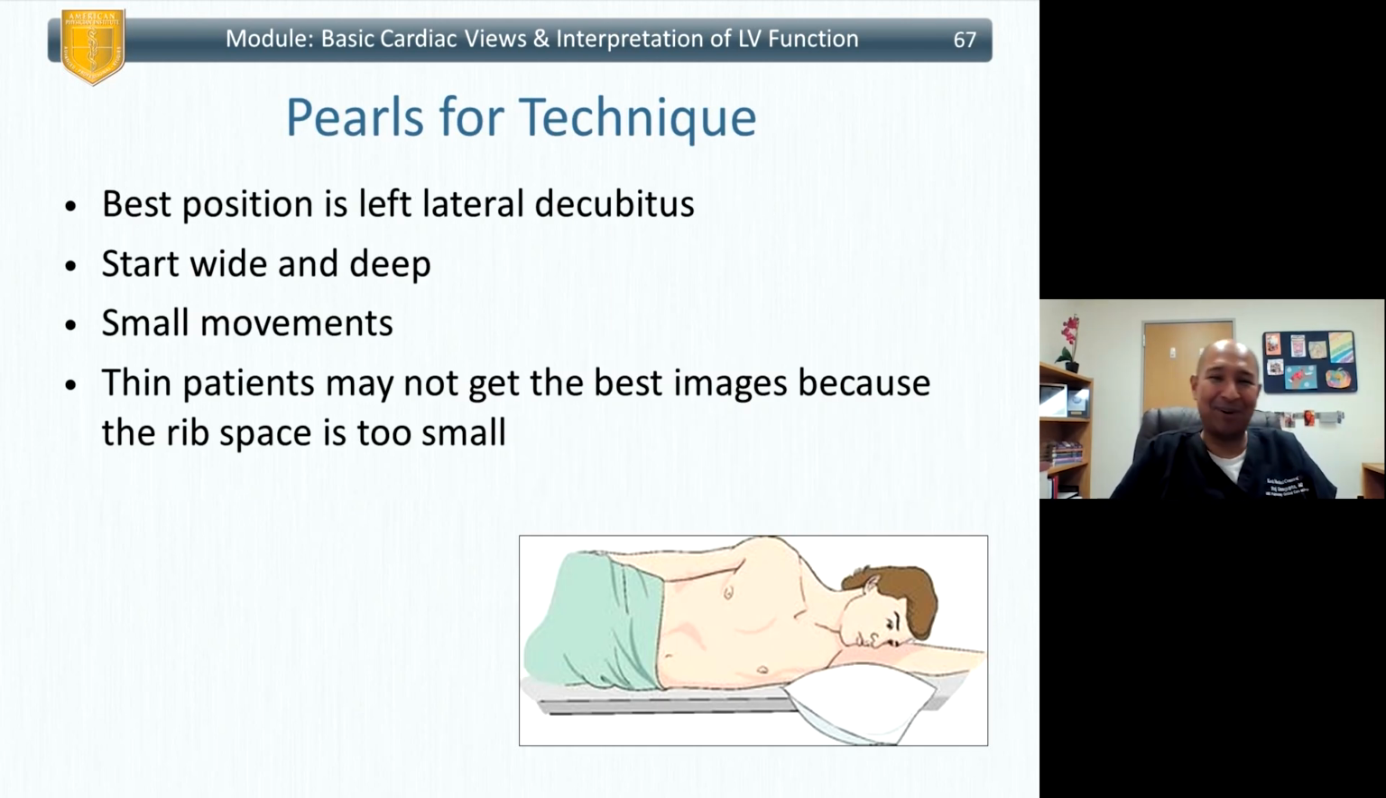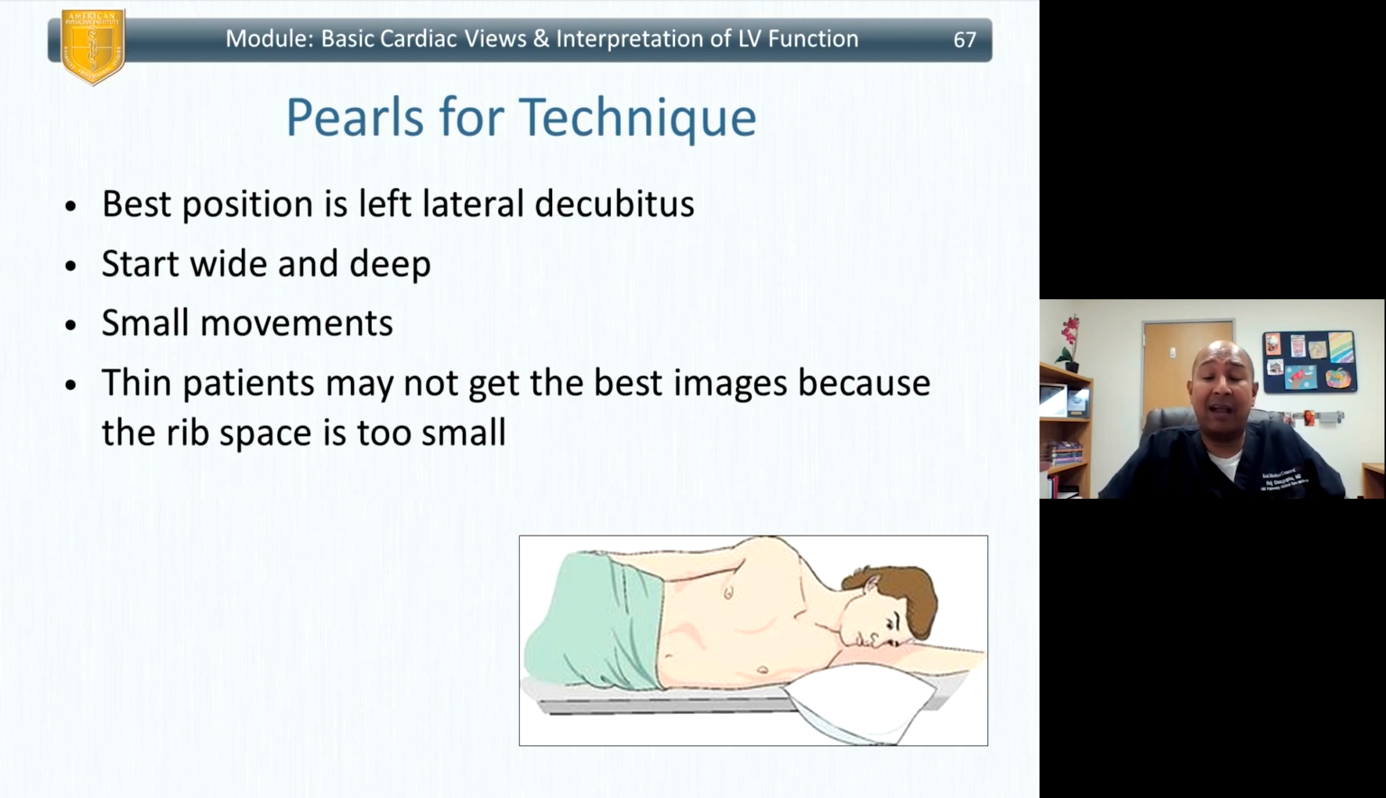So what are going to be some pearls for technique? Number one, when we talk about doing an echo in the ICU, of course, the best position is the left lateral decubitus. Easier said than done. Our patients are sick. They're on the ventilator. You can't really move them too much. As a rule of thumb, when you want to find the right image of the heart, start wide and deep and then pull back and be more focused. Do very small movements with the probe.